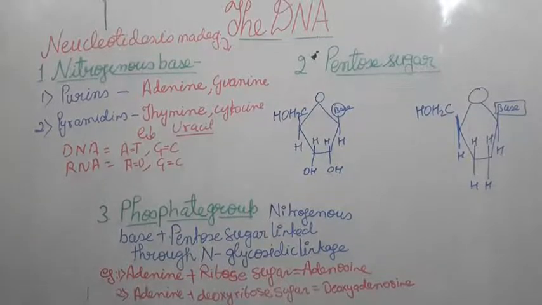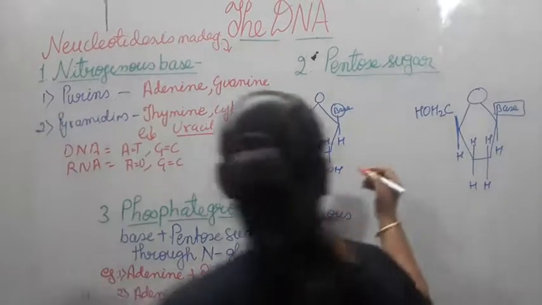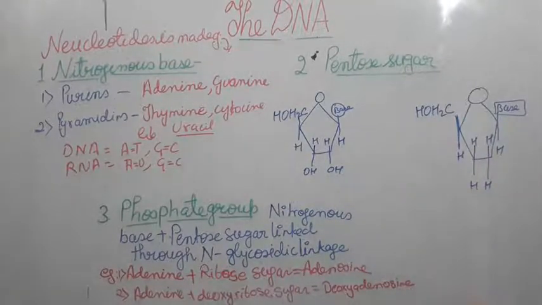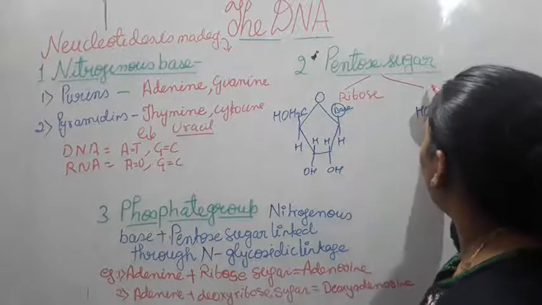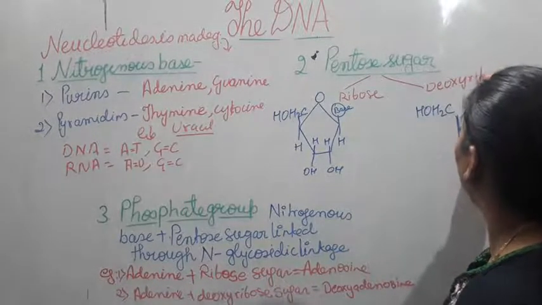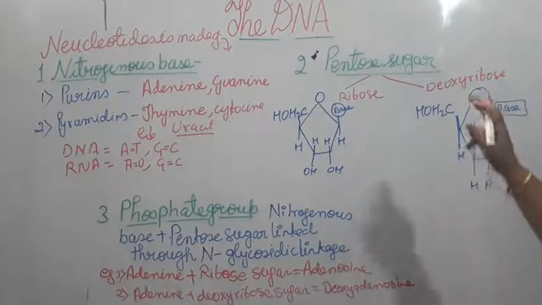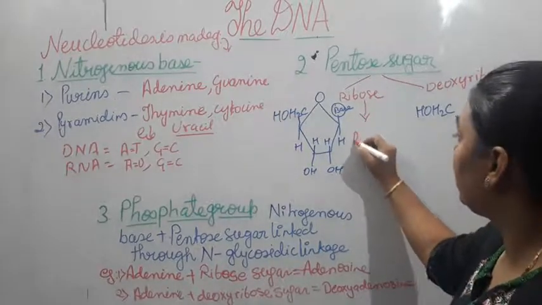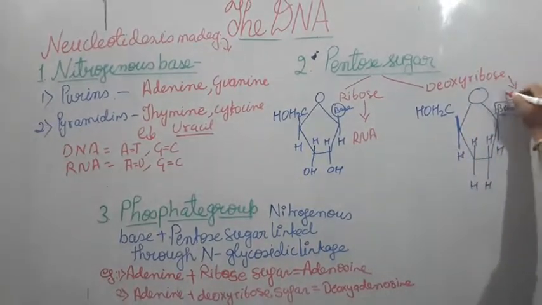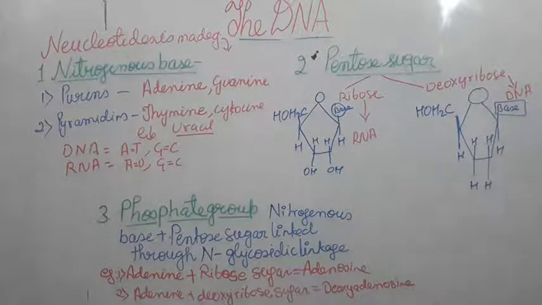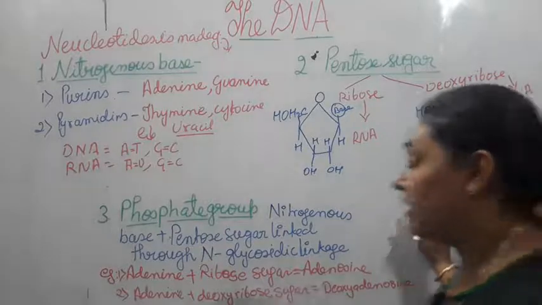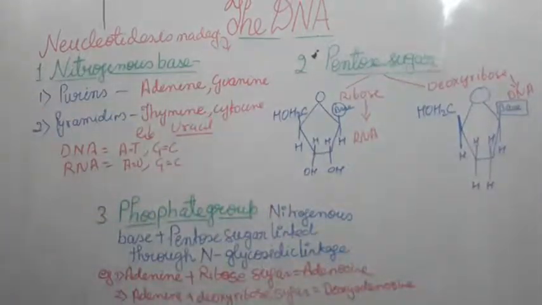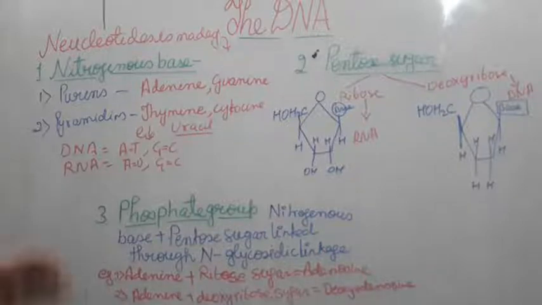Now coming to the pentose sugar. As we have already discussed, it is of two types, ribose and deoxyribose. Ribose is present in RNA whereas deoxyribose is in the DNA. This kind of structure, this sugar, you will find in the DNA. So you can say that DNA's skeleton, its body, is made up of the sugar and phosphorus.